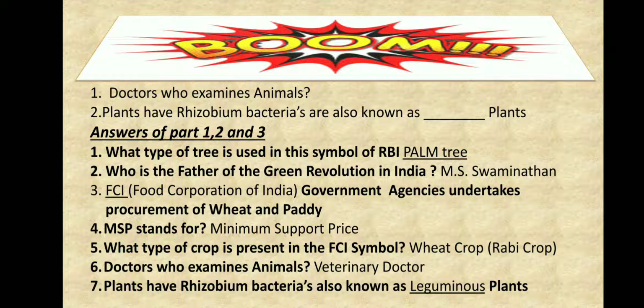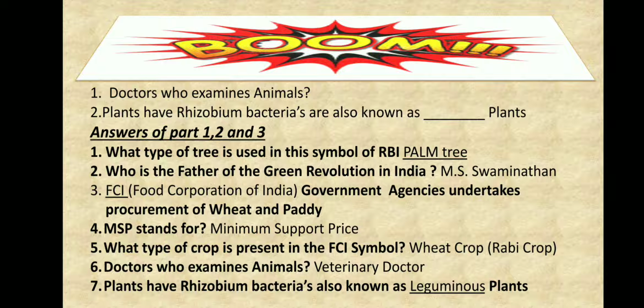And for the second part, we have three questions: the third, fourth and fifth. The third one: dash government agency undertakes the procurement of wheat and paddy. It was the FCI. The full form of FCI is Food Corporation of India. The fourth one was: MSP stands for what? It is minimum support price. And the fifth one: what type of crop is present in the FCI symbol? It's the wheat crop, which comes under the category of rabi crop.